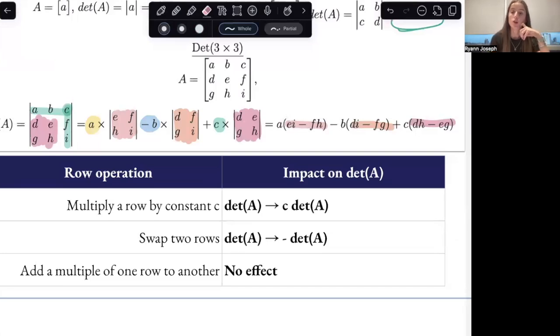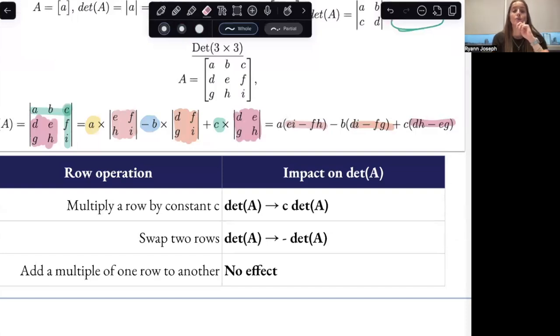If we swap two rows, so all the times we've done row 1 switches with row 2, row 3 switches with row 2, that's going to negate the determinant. So it's going to just multiply the determinant by -1. And if we add a multiple of one row to another row, so the type 3 operations where we'd be like row 3 is equal to row 3 plus 2 row 1, that does not change the determinant.